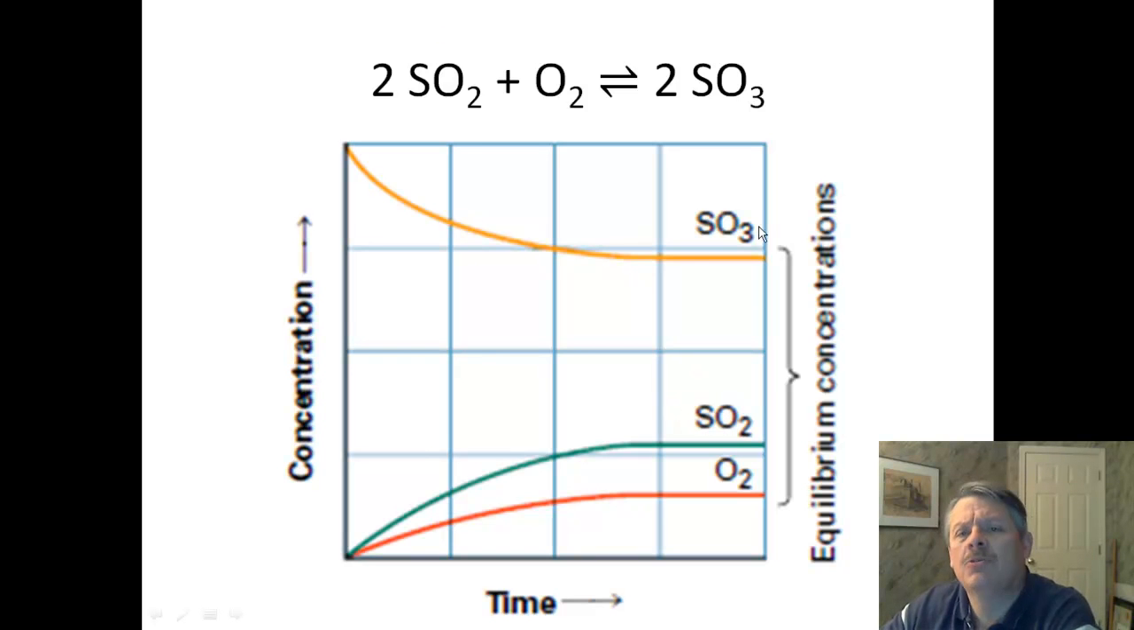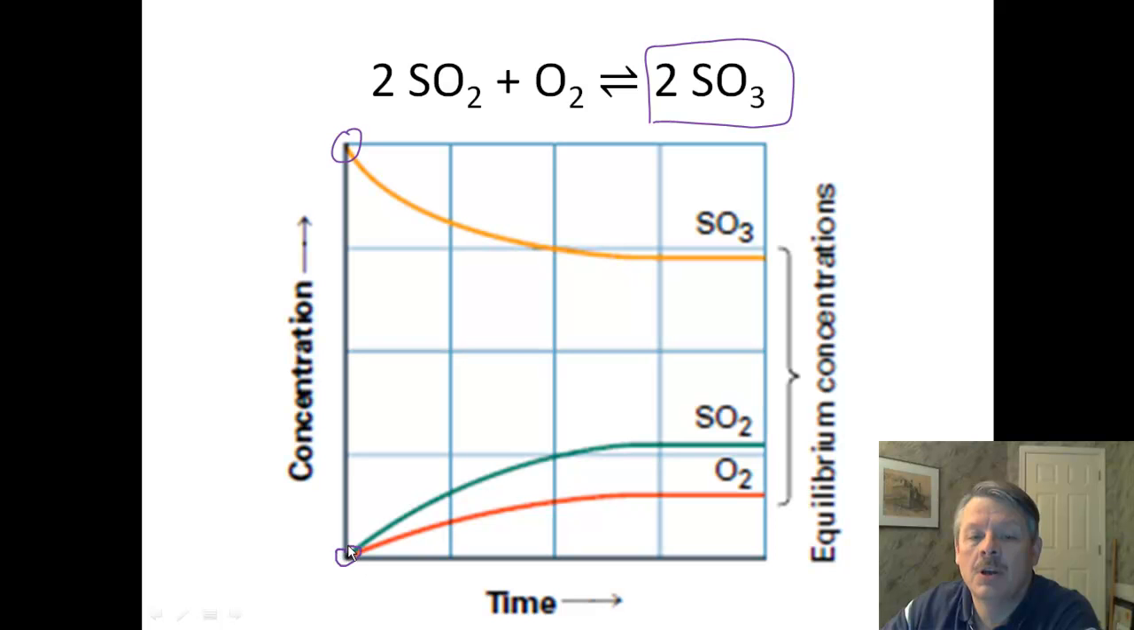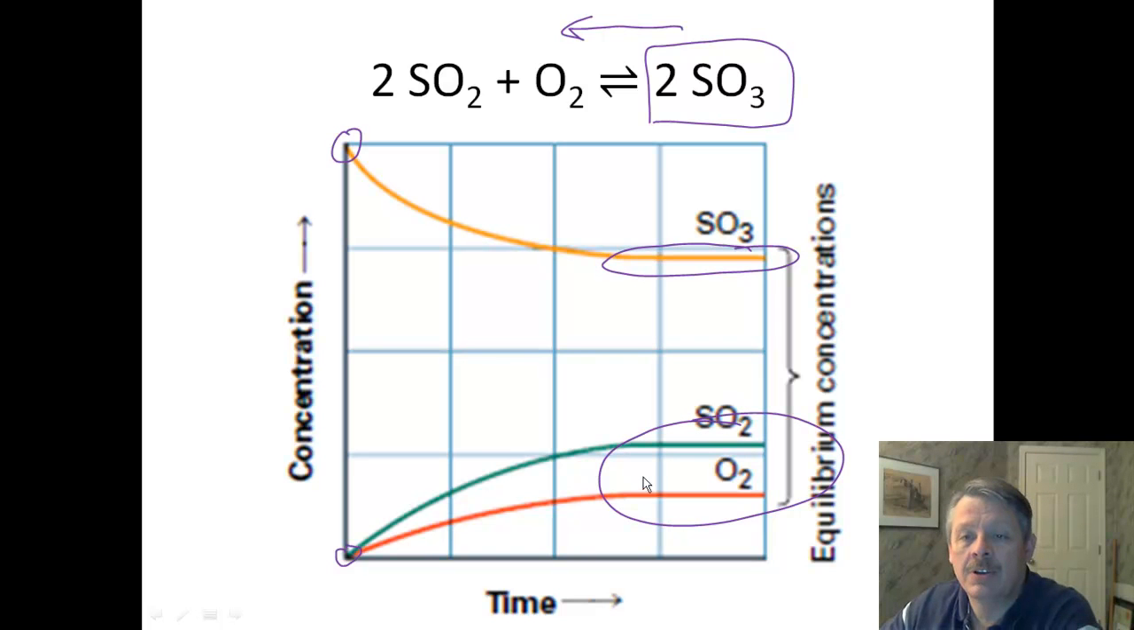What happens if we try it the other way? What happens if we start with all SO3s? Well, if we start with all SO3s and no oxygen and no SO2s, again, over time, we're going to produce some SO2 and some oxygen, but then we're going to hit this equilibrium position again where we stop. And notice that our graph here is showing that it's not changing. We've reached a state of dynamic equilibrium where some of the SO3 is decomposing and some of the SO2 and oxygen that we just created is turning right back into SO3.